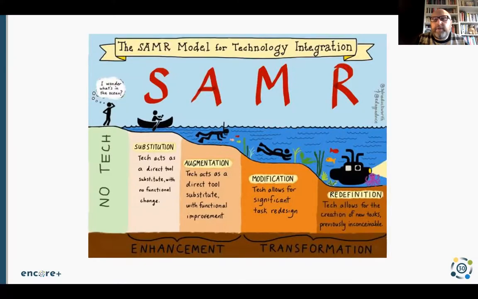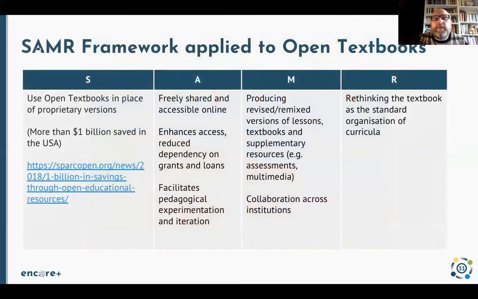And we can sort of look at how, just to use the example of textbooks, this looks when applied to the framework. So you have, you know, the substitution. The augmentation part is now you can do things that you couldn't do before, like sharing the books for free, putting them online, and that leads to things like improving access and so on.